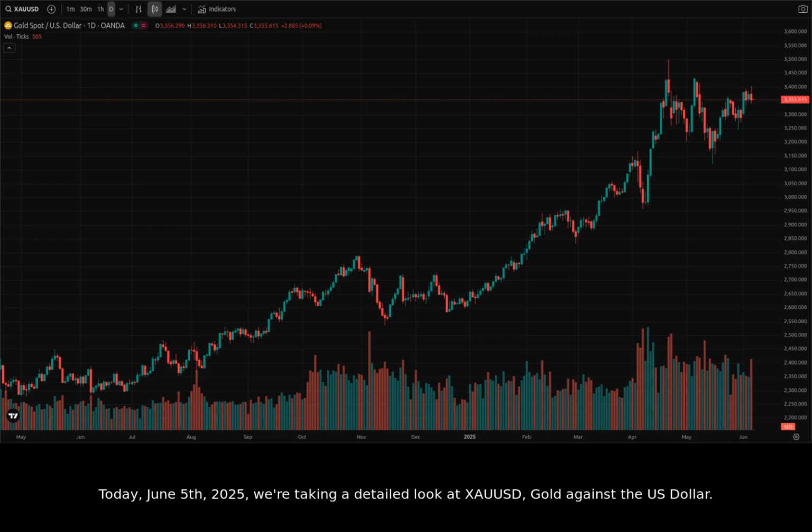Today, June 5th, 2025, we're taking a detailed look at XAUUSD, gold against the US dollar. We'll be analyzing recent news and headlines, then diving into the charts to understand the technical picture. Recent news suggests gold is testing all-time highs, with some analysts predicting $4,000 per ounce. We'll explore if this bullish sentiment is supported by the chart data.